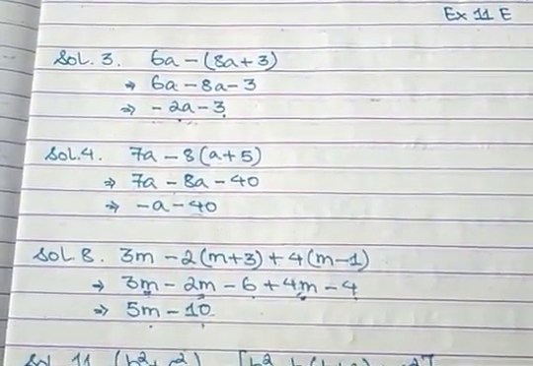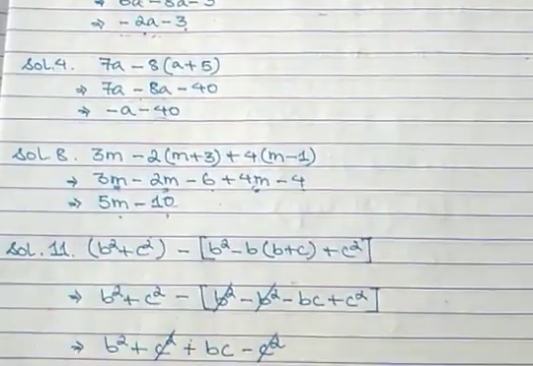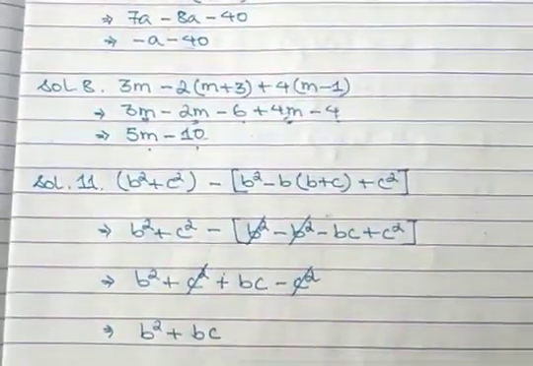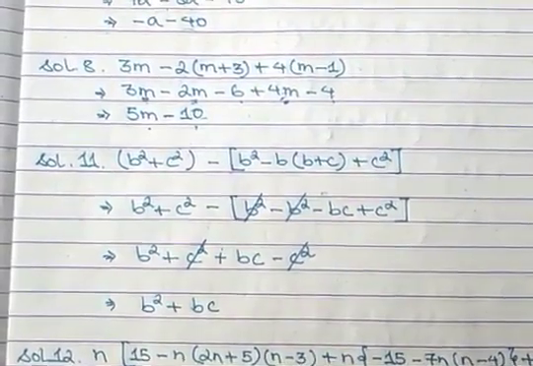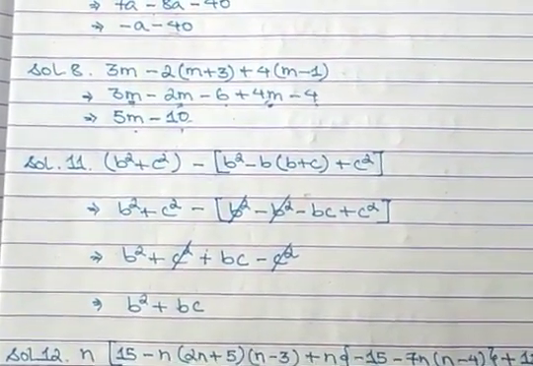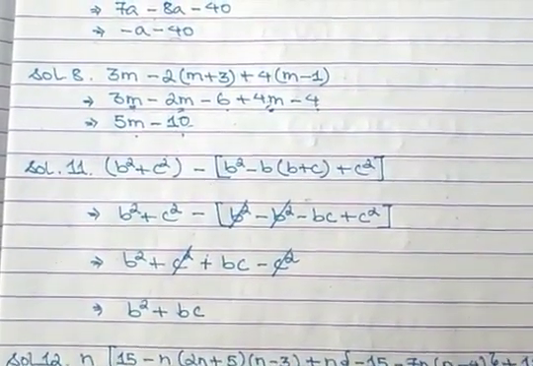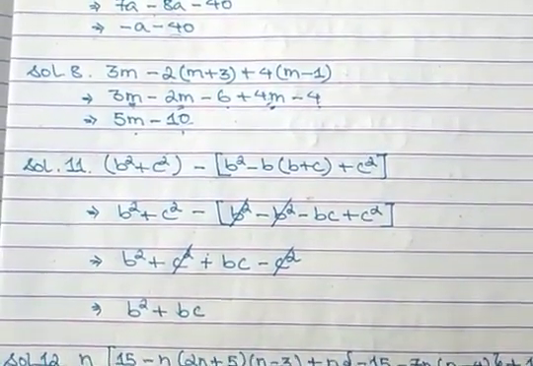Two unlike terms at last. See, easy one, isn't it? Similarly for question number 11. Question number 11, what do I see here is we got two types of brackets, first bracket and the third bracket. Now see, for brackets and all we have already done in the class.